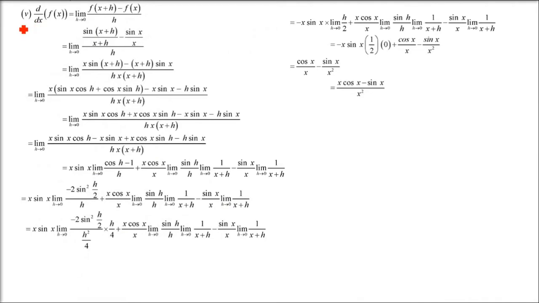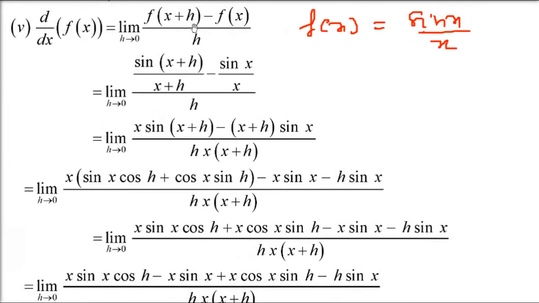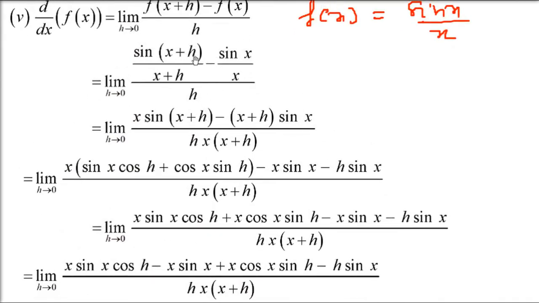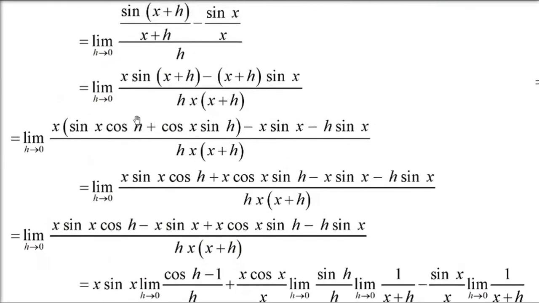Now we have the fifth one. Now this is f(x) = sin x by x. So now let us come here. This is (sin(x + h) by (x + h)) minus sin x by x. Okay, h is already there in the denominator. So now take the LCM for numerator. So x sin(x + h) minus (x + h) sin x divided by x, h and x plus h. Three terms will be in the denominator: x, h and x plus h.